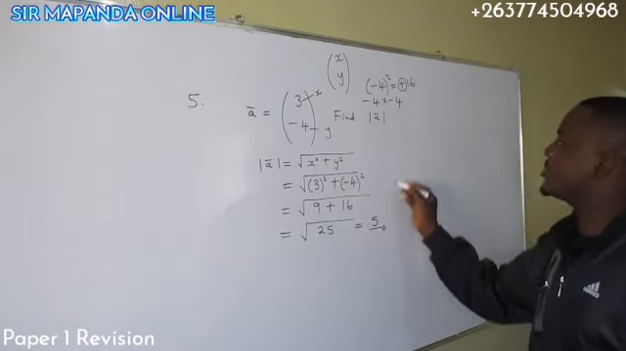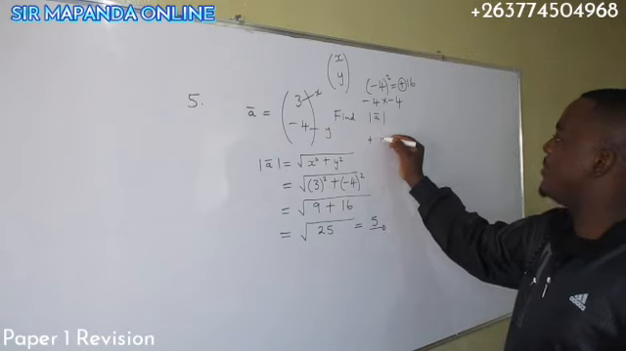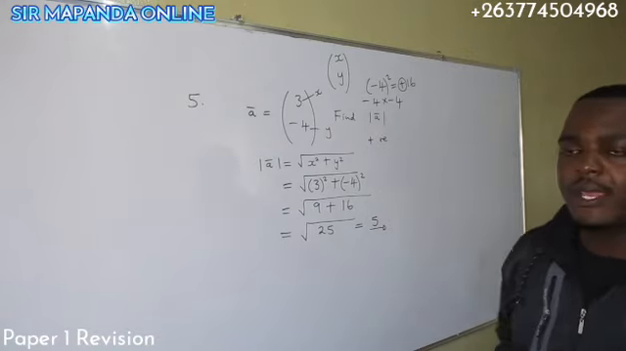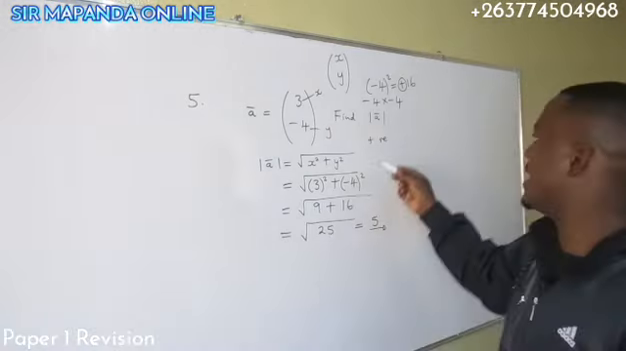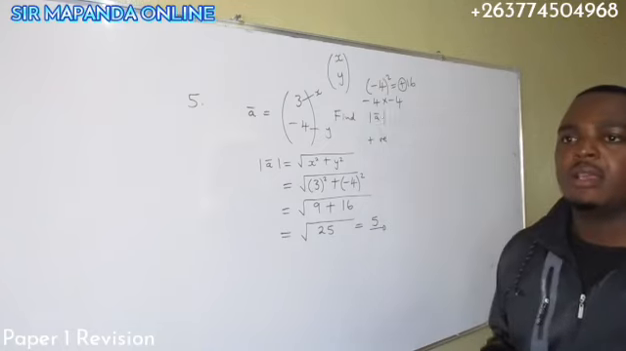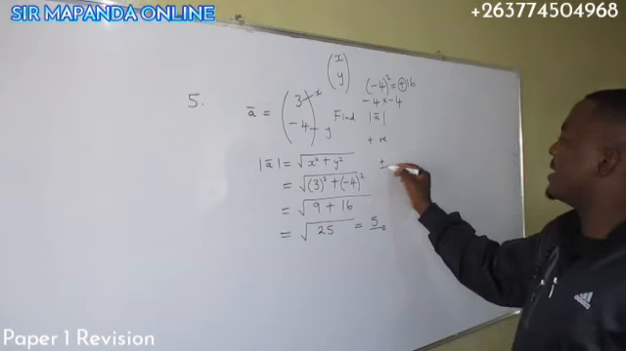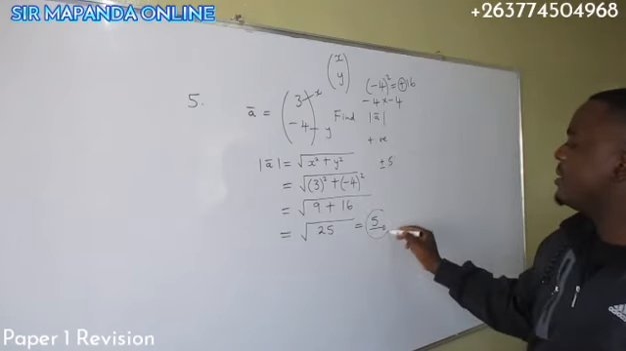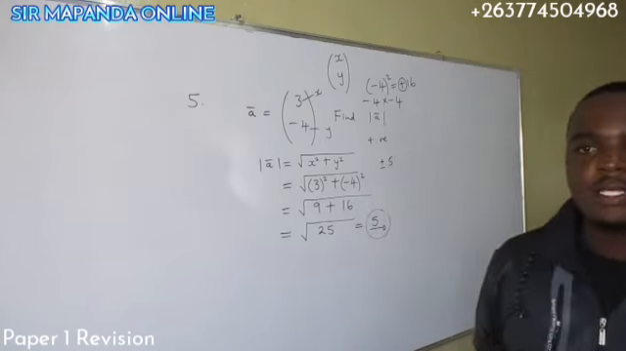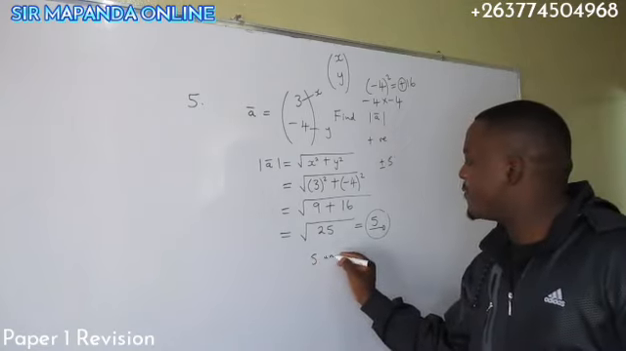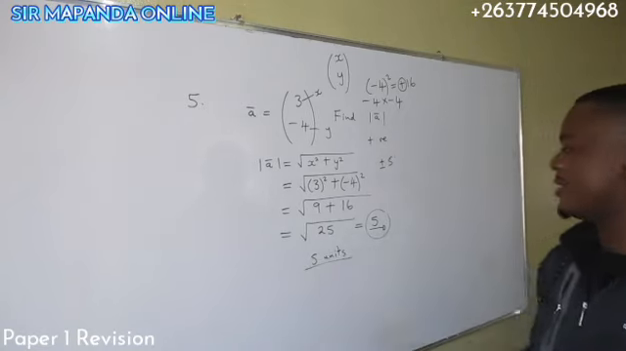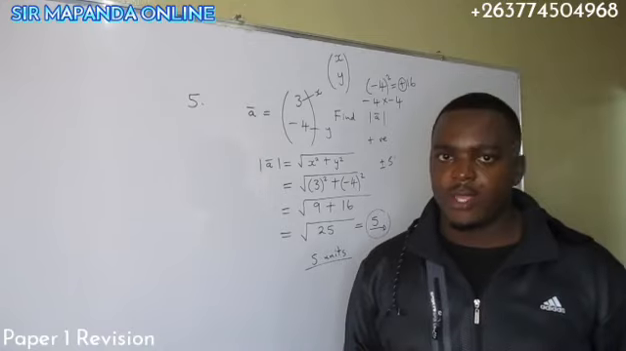Remember, modulus contains positive values. It does not contain negative values, since modulus means distance. So since distance cannot be negative, you don't write plus or minus 5, but you write positive 5. So your answer is 5 units. We normally express it in units. Then you are warm and dry.